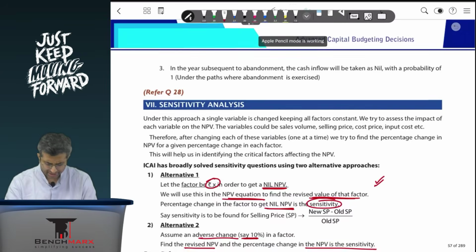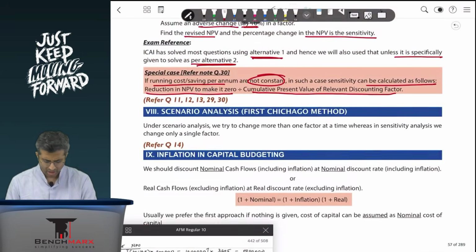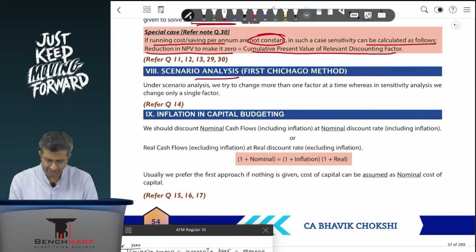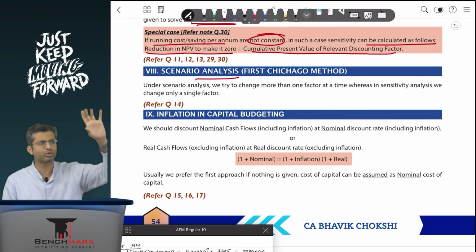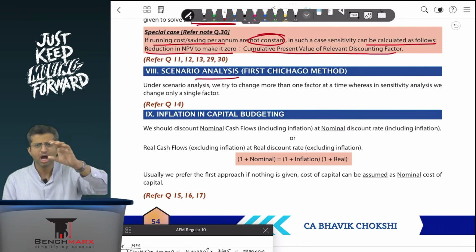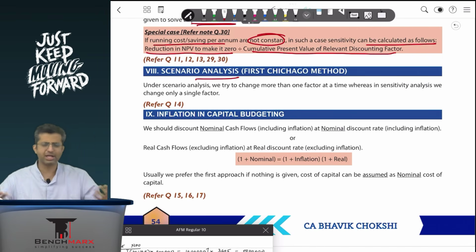Okay, next you go to scenario analysis, which is very similar to that question number 1, where you have the best case, worst case, average case scenario. You find the 3 NPVs, and if an expected NPV was to be taken, then probability for each of these scenarios, and you find that. So in scenario analysis, multiple factors change at a point. In sensitivity analysis, only one factor will change at a particular point in time.